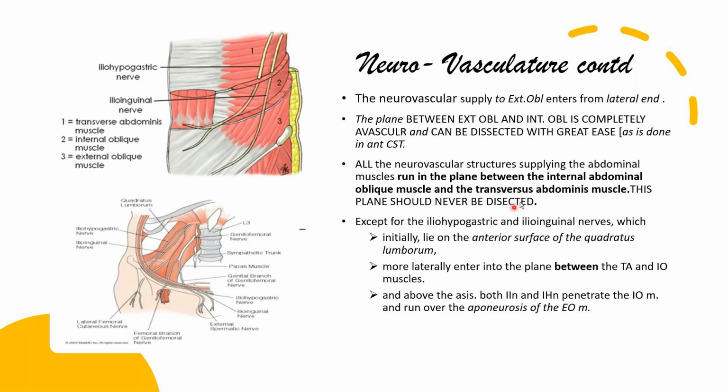You can easily dissect between the external oblique and internal oblique. Is that clear? Ilioinguinal, iliohypogastric nerves. This is a very, very good figure. It tells you how the nerves, rising from the lumbar plexus, ultimately reach the inguinal canal, traversing from the quadratus lumborum, then lying on the transversus abdominis, then puncturing.